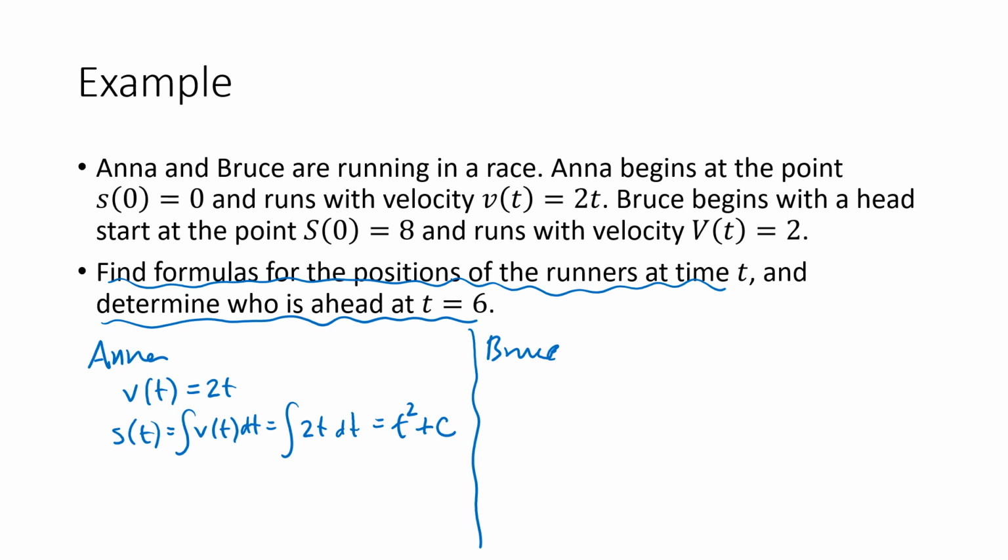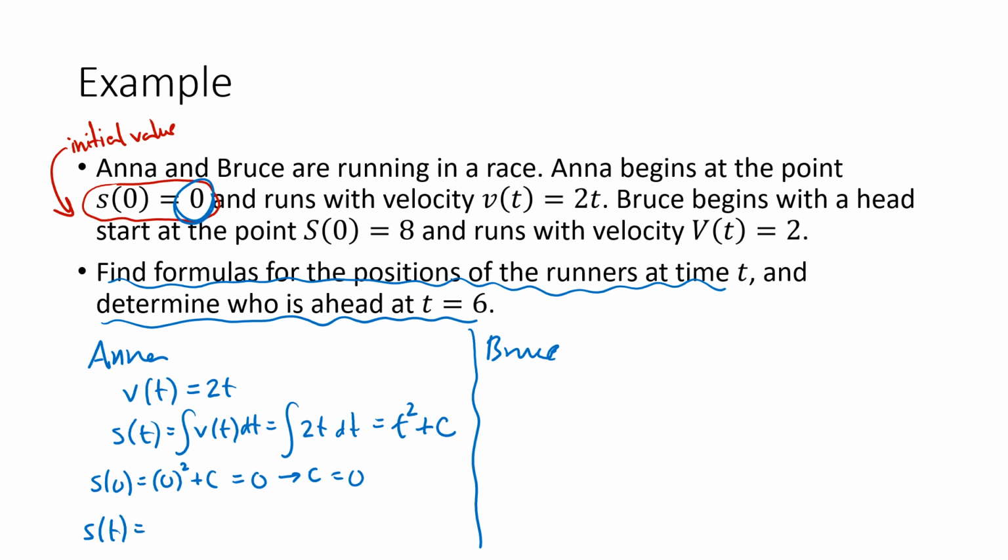And remember, the way that we figure out that constant c is by using the initial value. So this s of 0 equals 0 is an initial value for the Anna initial value problem. This is going to allow us to plug in s of 0. That's going to give us, according to our formula, 0 squared plus c. But according to the information they gave us, that's supposed to equal 0. So that means that c equals 0. And so the Anna function is s of t equals t squared plus 0, which is just t squared.